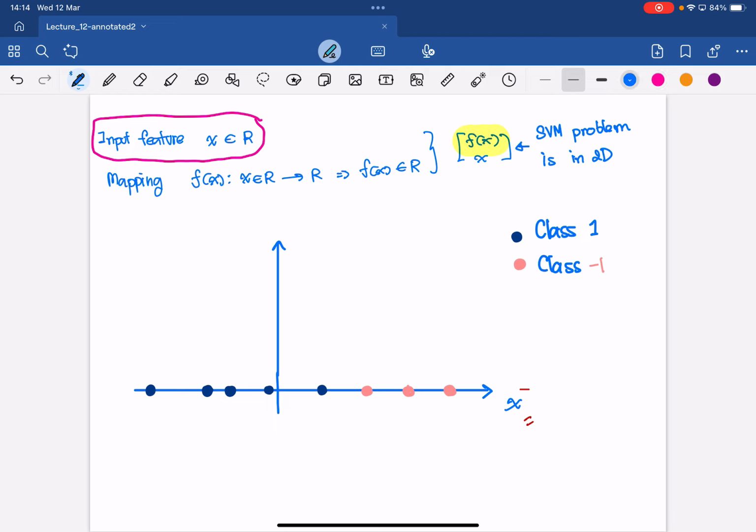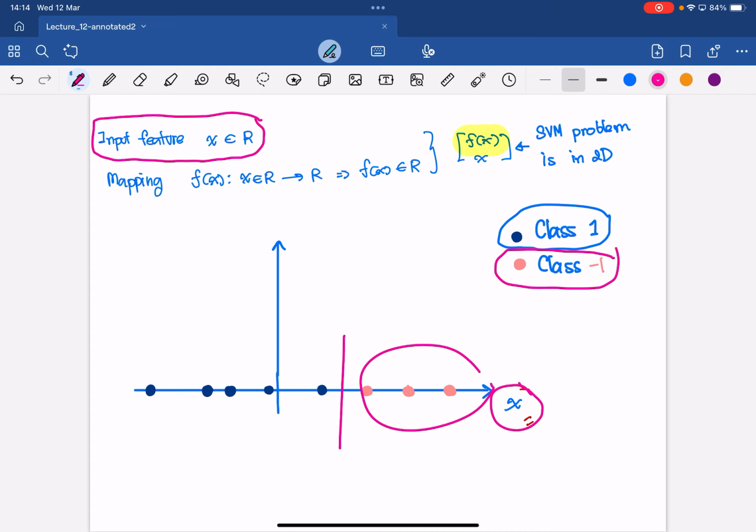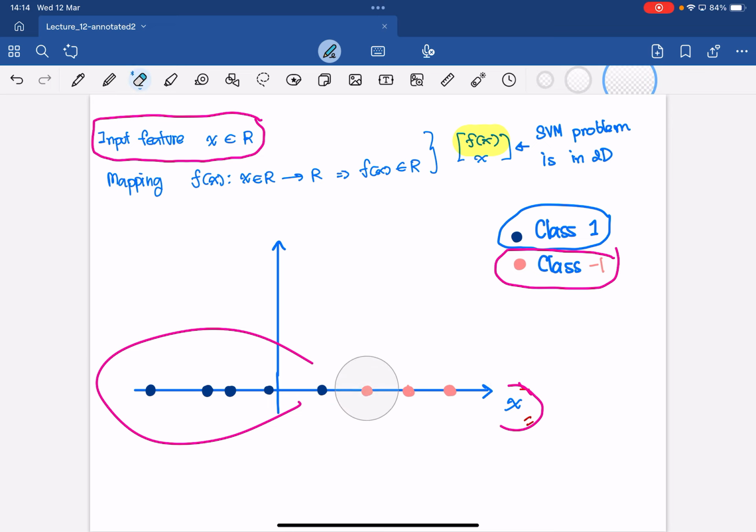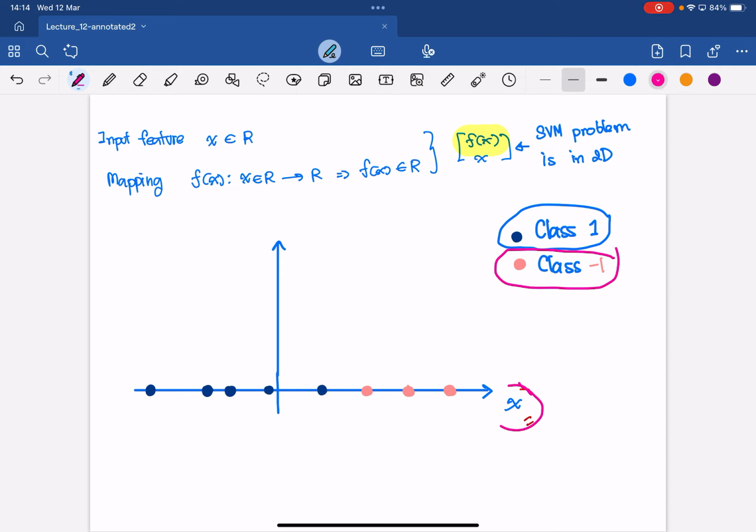For example, if we have class 1, denoted as the blue dot here, and class -1, denoted as the pink point here, and you put them on a real scalar line, you can classify them by simply putting a threshold. Then you get the red and blue dots as separate classes. In SVM, we actually do something a little more complicated than that.